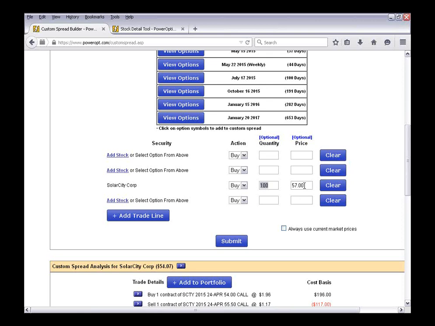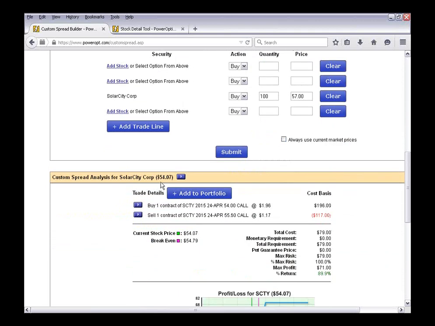Okay, so I can't do a bull call spread in my retirement account. I've got a loss here on SolarCity with the stock at 54.07, $3 down. Okay, I could just sell a covered call. We talked about that. But how about this? Let me average down. Let me buy another 100 shares at 54 if I have that capital available. So now my cost basis is going to be 55.50 on this position. And I now own 200 shares.